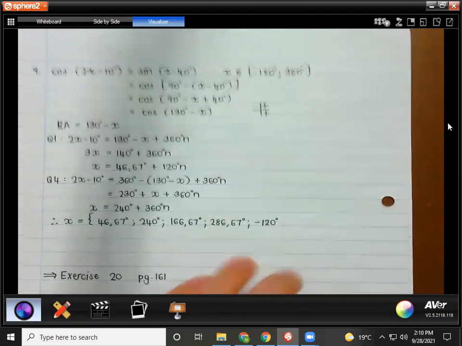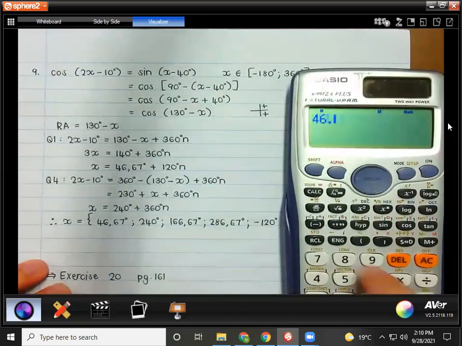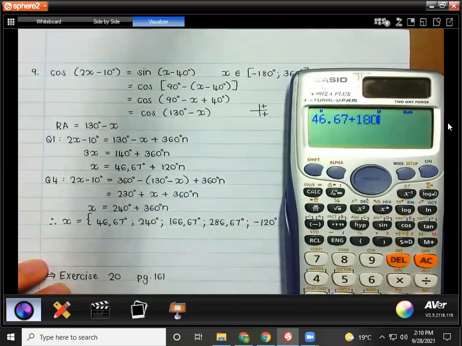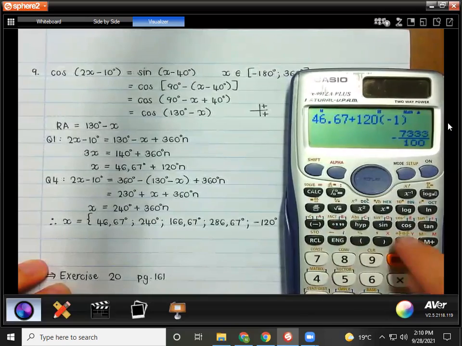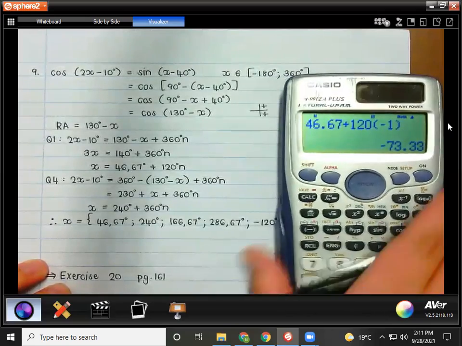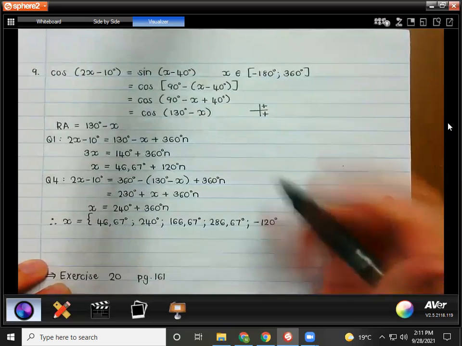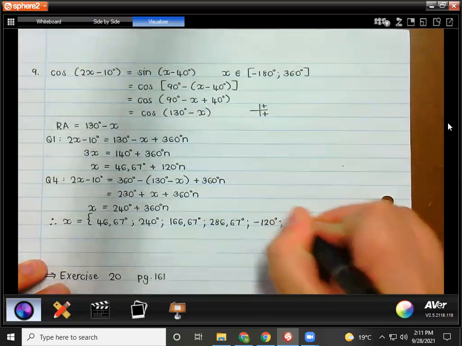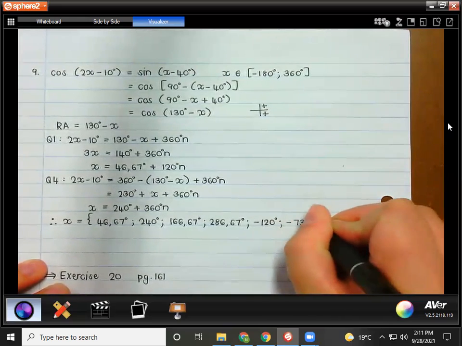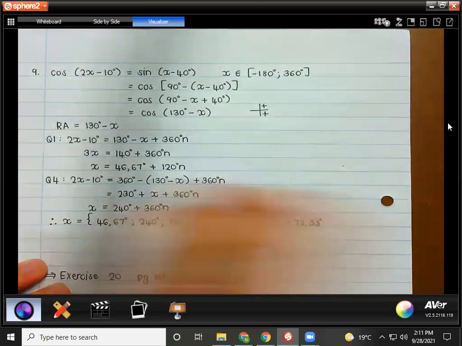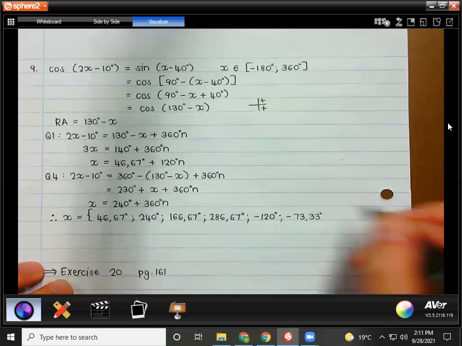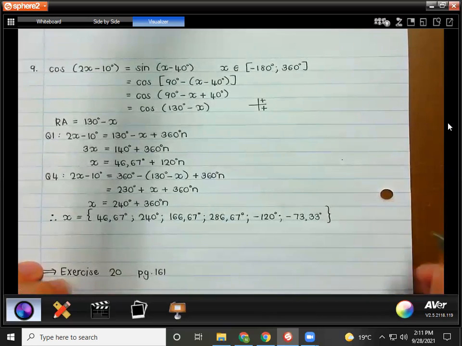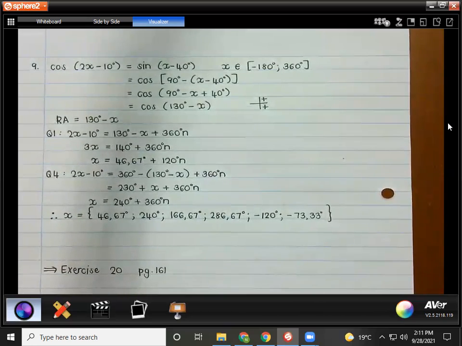So if you are doing 46.67 plus 180, no, it's 120, sorry, times -1, that one, there we go. Thank you. I forgot about that one. All right, so that is negative 73.33 degrees. And then that's it. Okay, so 6 values actually.